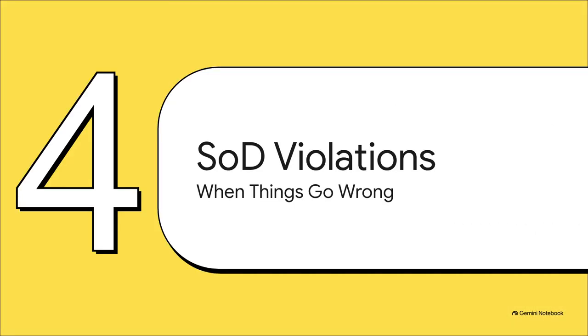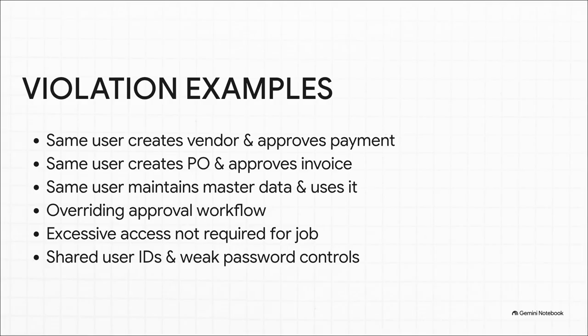Section 4. SoD violation examples. Let's look at what happens when the wheels fall off. Because yes, things do go wrong. SoD violation examples typically look like this. The same user creates a vendor and approves payment, or the same user creates a PO and approves the invoice. Sometimes you'll find the same user maintains master data and uses it in transactions. Another huge one, the same user overrides an approval workflow. You might also see excessive access that isn't required for the job, or, and this is a real nightmare, shared user IDs and weak password controls.